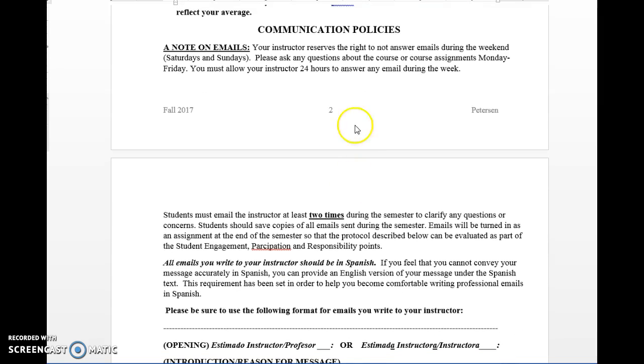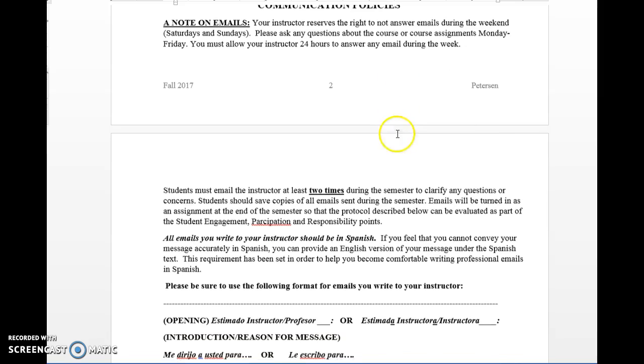Communication policies. A note on email. Okay. I reserve the right not to answer emails during the weekend on Saturdays and Sundays. So please ask any questions about the course or assignments Monday through Friday. You can write me on the weekend, but just know that I will not get to it until the following Monday. Okay? And you must allow me 24 hours to respond to any email. I do try to get to them quicker than that, though.